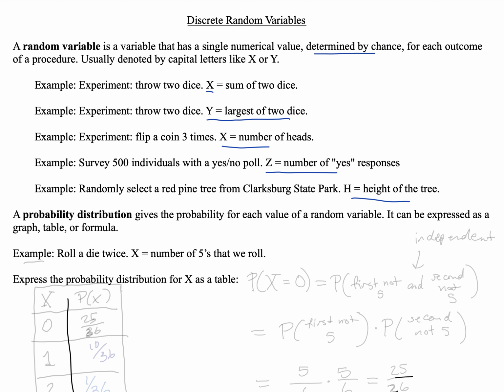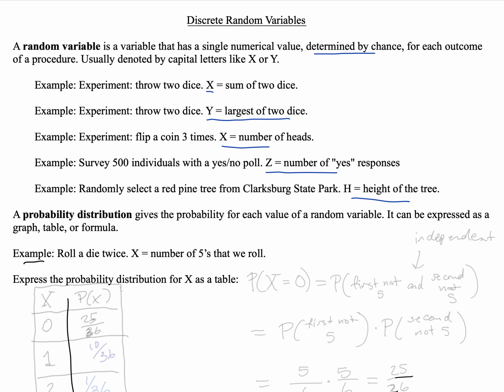A probability distribution gives the probability for each possible value of the random variable. And a probability distribution can be expressed as a graph, as a table, or as a formula. Let's do an example where we express it as a table.